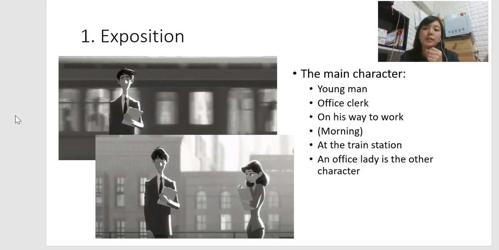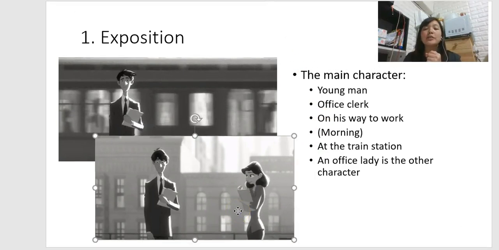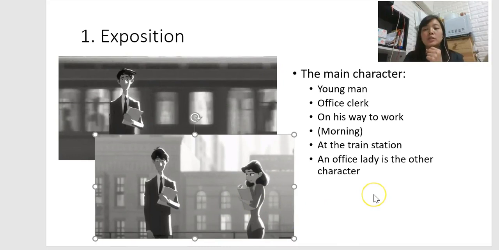Okay, so when you watch this film, Paperman, the beginning of the story is the exposition. We can see that the main character is a young man. He is an office clerk. He's on his way to work, so the time should be morning, and he is at the train station. In the beginning of the story, there's another main character too, this lady, an office lady. We don't know where she is going, but very likely in the morning she is also on her way to work. So this is the exposition. We know the main character, the setting, the time, and the location.